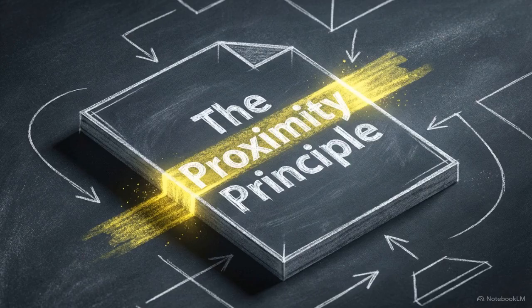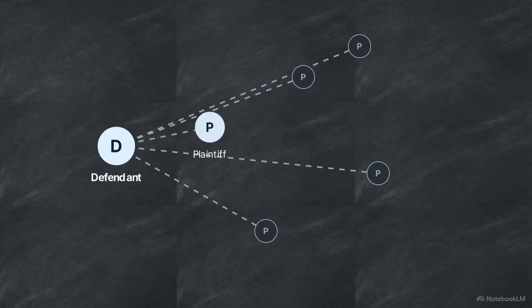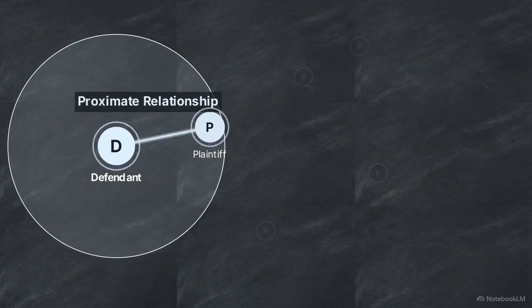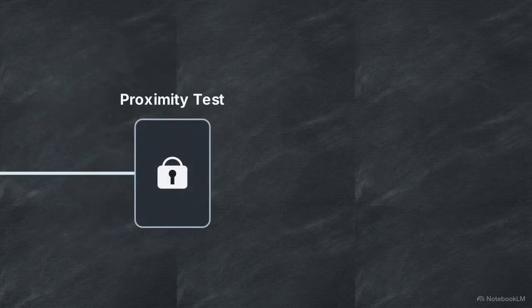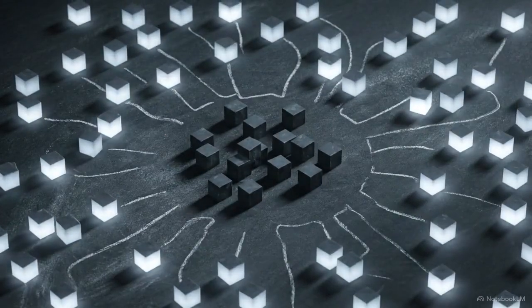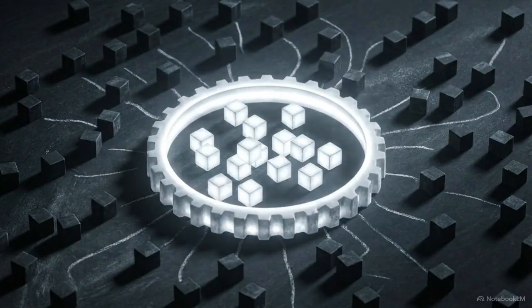The foundational rule governing this boundary is the proximity principle. The absolute core requirement of this principle dictates that a legal duty is owed exclusively to those with whom the defendant is in a proximate relationship. This creates a strict chronological hurdle. The plaintiff must affirmatively prove this proximate relationship exists before the court will assess the resulting damages or the breach itself. The proximity principle forces the chaotic chain reaction of negligence into a clearly defined, manageable zone of legal accountability.